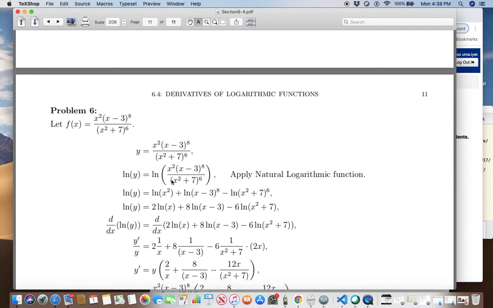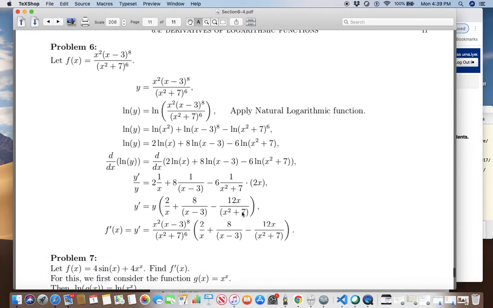Natural log of y is natural log of a quotient: natural log of the numerator minus natural log of the denominator. The numerator itself is a product, so the natural log further splits it. Essentially, natural log of y is natural log of x squared plus natural log of (x minus 3) to the 8 minus natural log of (x squared plus 7) to the 6. Now use the power property: the 2 comes out here, 8 comes out here, and 6 comes out here.